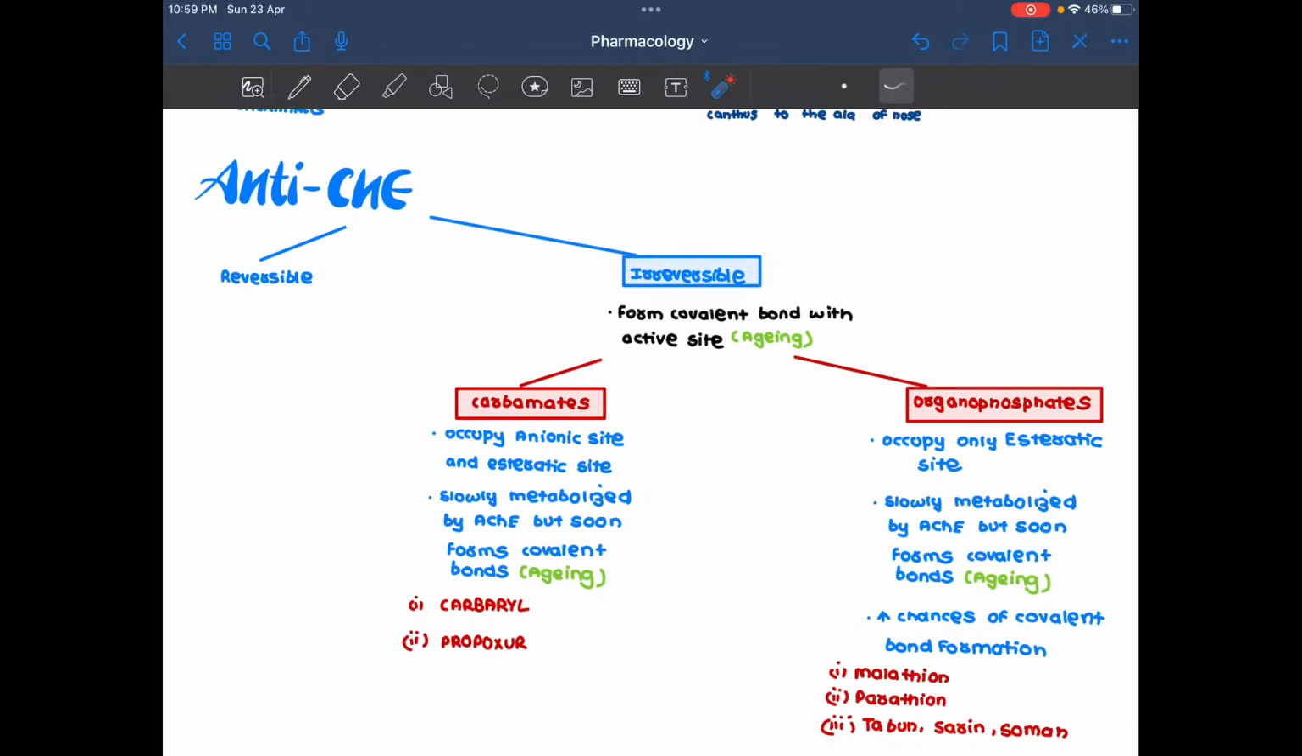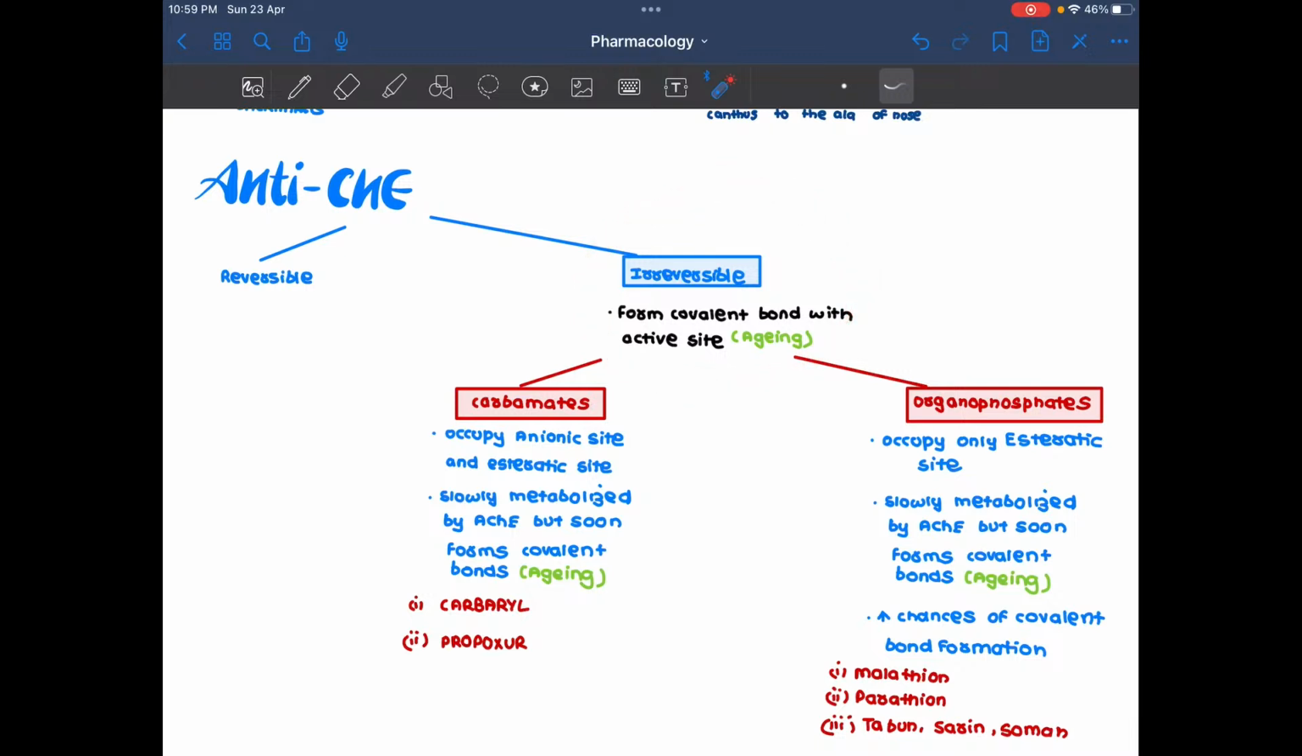और इसके कारण क्या होगा ना कि if they form a very strong bond like a covalent bond with these sites, acetylcholine can't come and bind to those sites. So if acetylcholine can't bind to those sites, acetylcholine का metabolism is prevented. इसके कारण we're going to see an increase in acetylcholine. So do you see, guys? They're indirectly acting cholinergic drugs because they prevent the metabolism of your acetylcholine. So these irreversible drugs, they form a covalent bond with your active site.